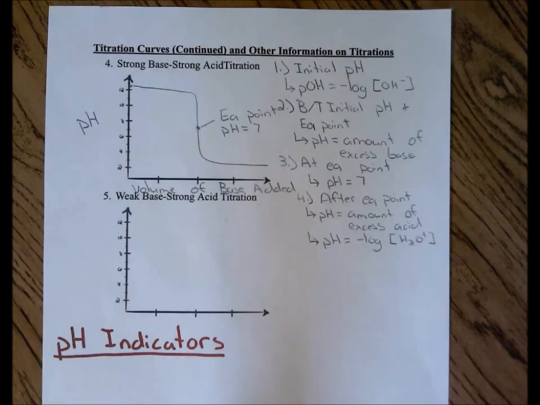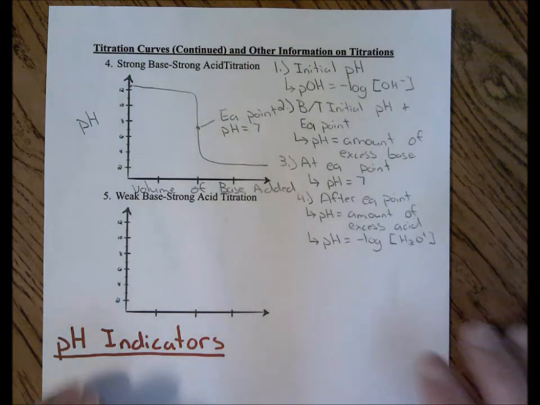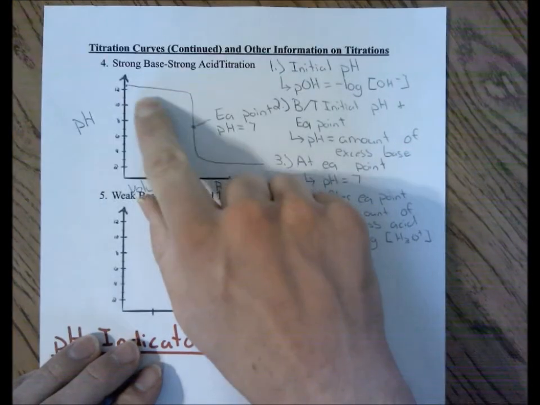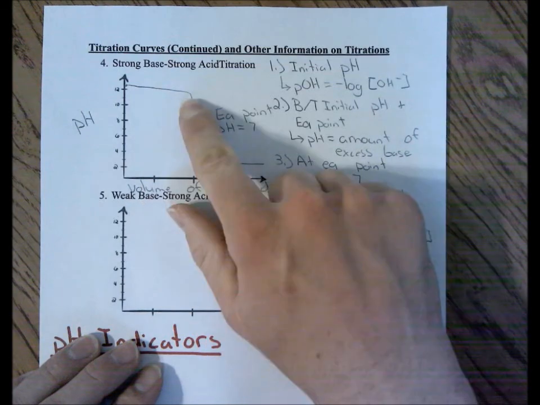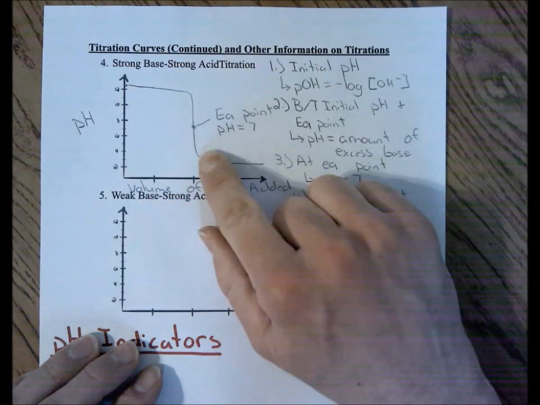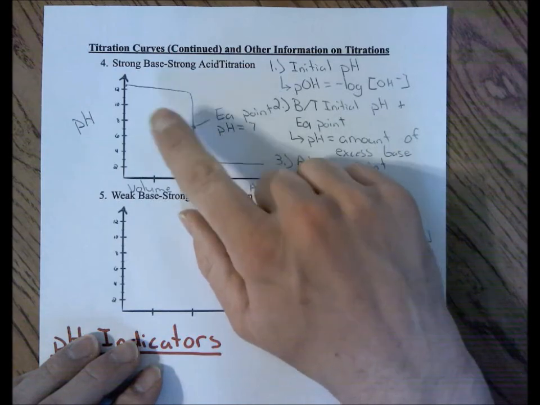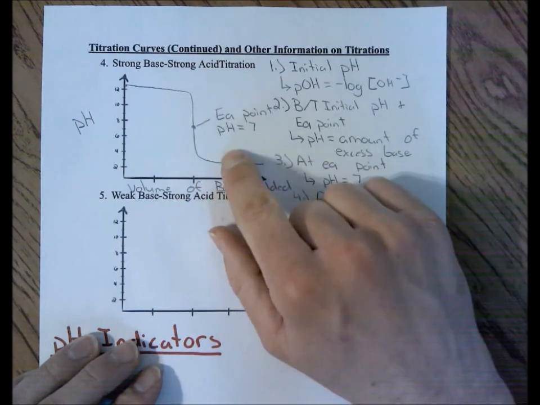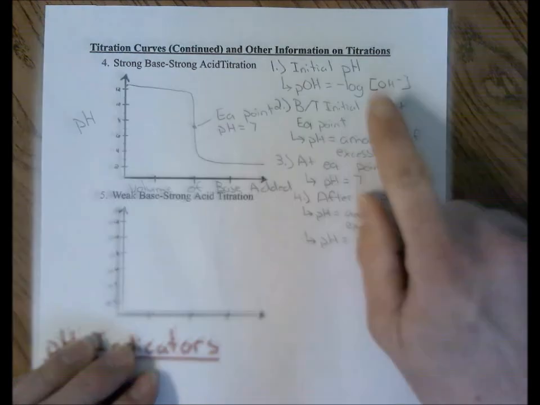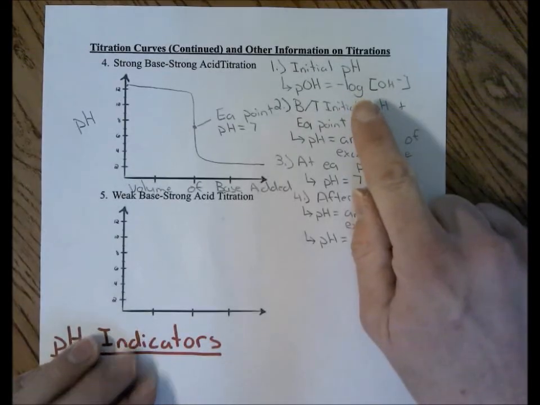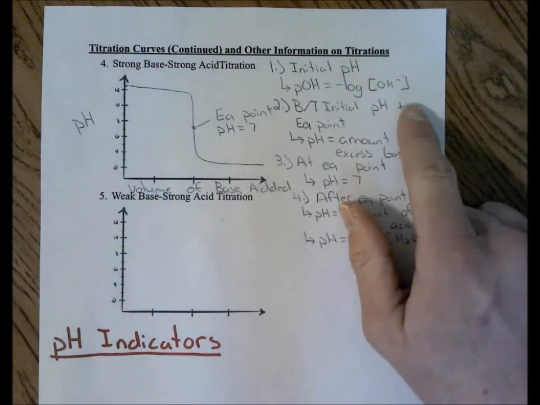All right, so a couple of things to emphasize here. Again, a strong base, there's not going to be much differential in our pH initially. Then we get this dramatic drop off here. And the equivalence point of a strong base, strong acid titration is equal to 7. And initially the pH, we can find the pOH by taking the negative log of the hydroxide ions with the concentration of that strong base.